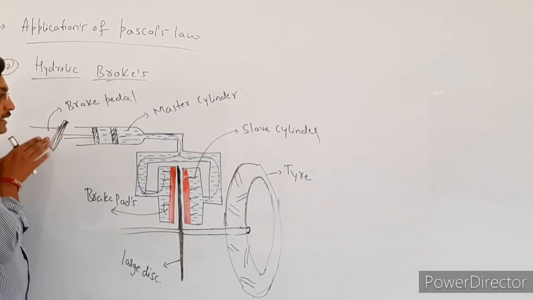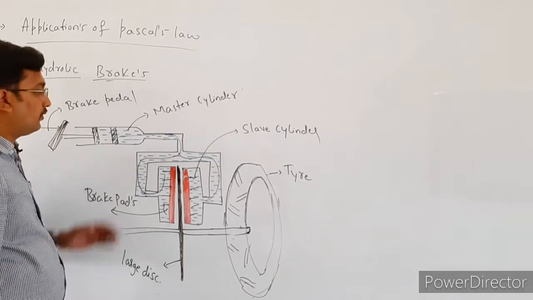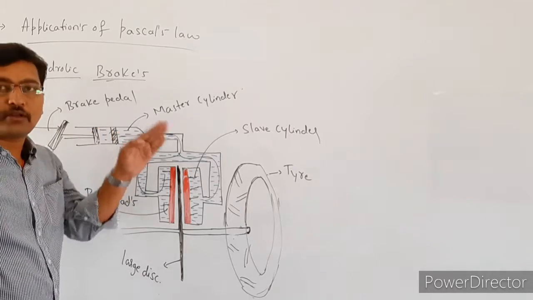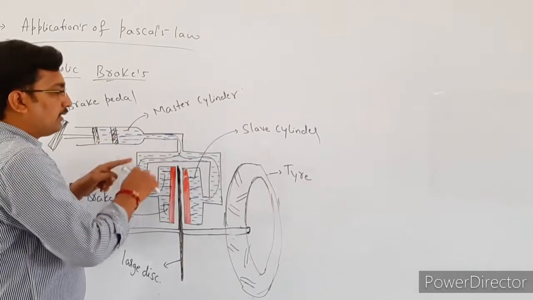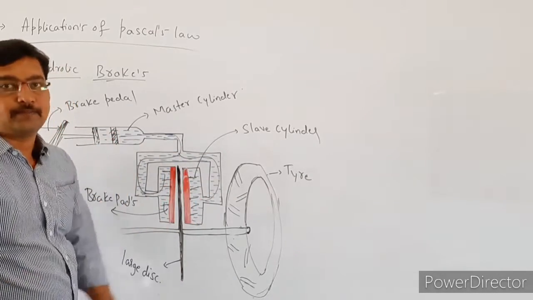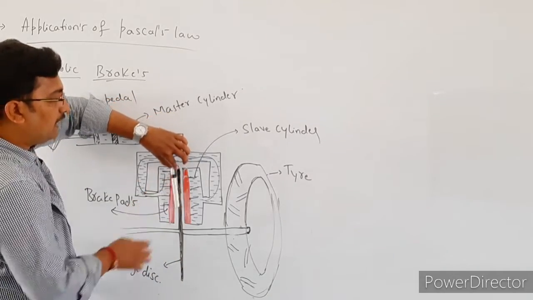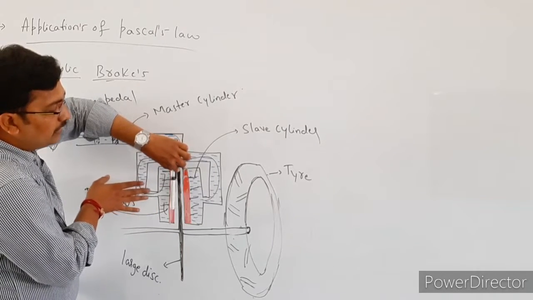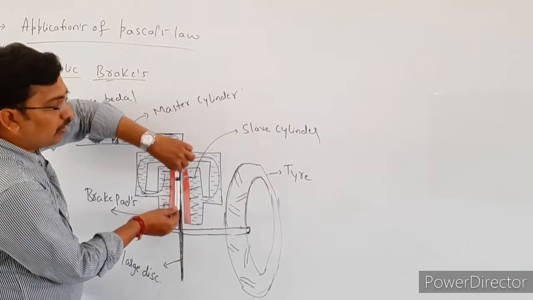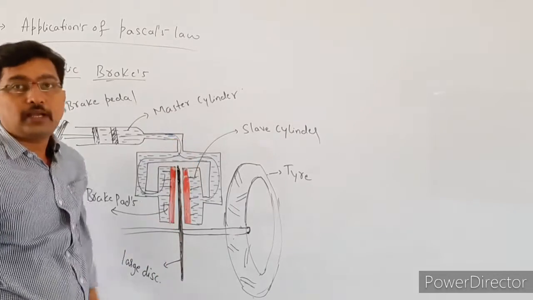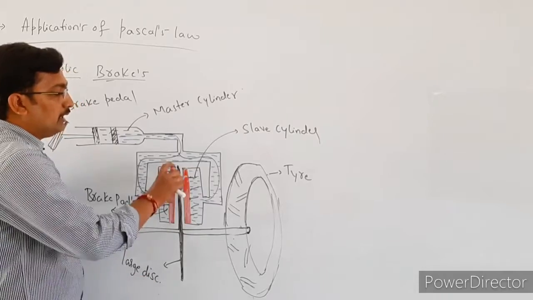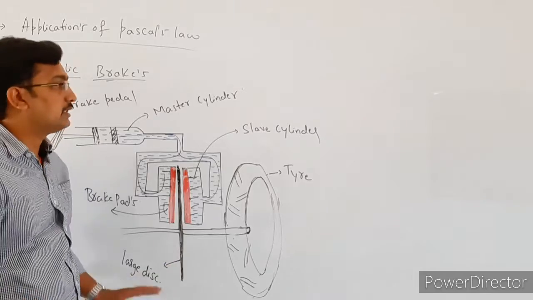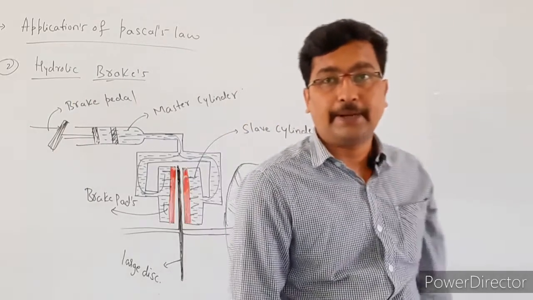In this case, we are applying some amount of force on the brake pedal. Due to that force, this piston is moving in the inward direction. This piston exerts some amount of pressure on the fluid, and that pressure is distributed uniformly in all directions. Afterwards, this fluid exerts a pressure on the brake pads. Due to this pressure, this brake pad is moving in the outward direction. Due to the friction between this brake pad and the large disc, the vehicle comes to rest. So this is the working of the brake.